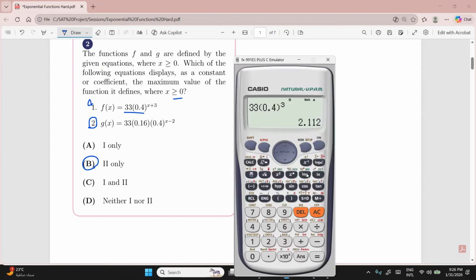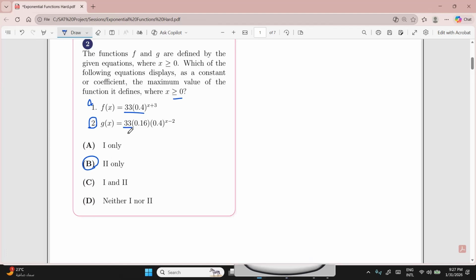If you try the second one, 33, and this number is 0.16, and then we have another number, which is 0.4, and x minus 2 means 0 minus 2, which is negative 2. Let's make this here. The answer is 33. The answer on the calculator is the same as the coefficient appearing in the equation. So number 2 only is the answer.